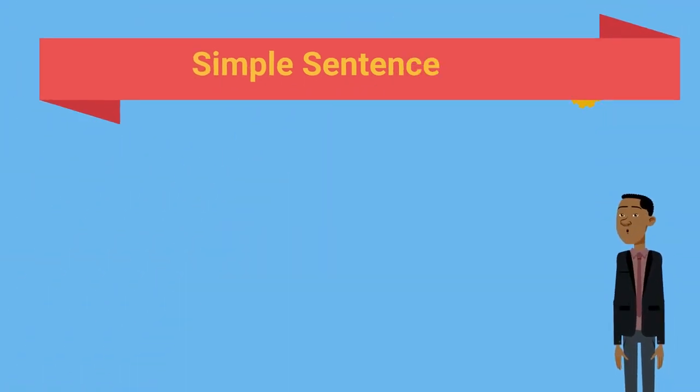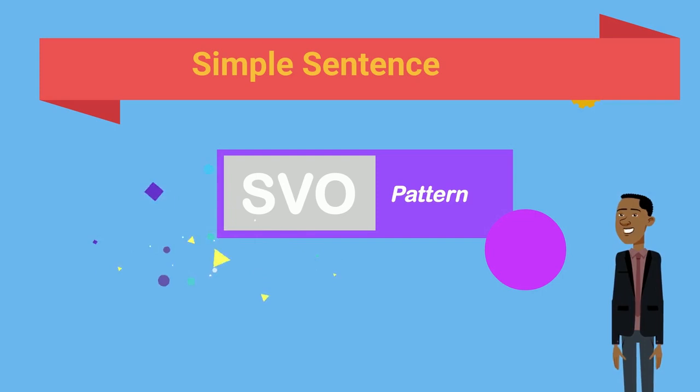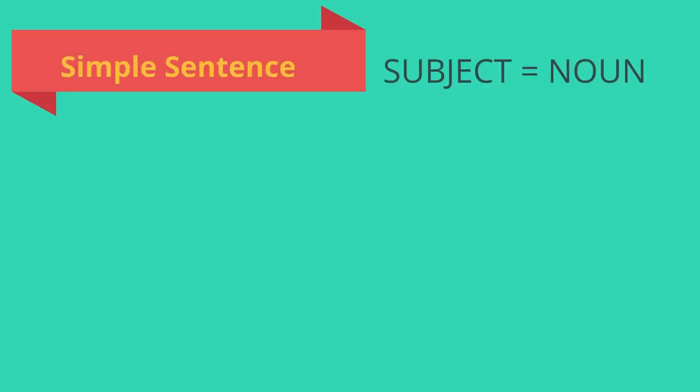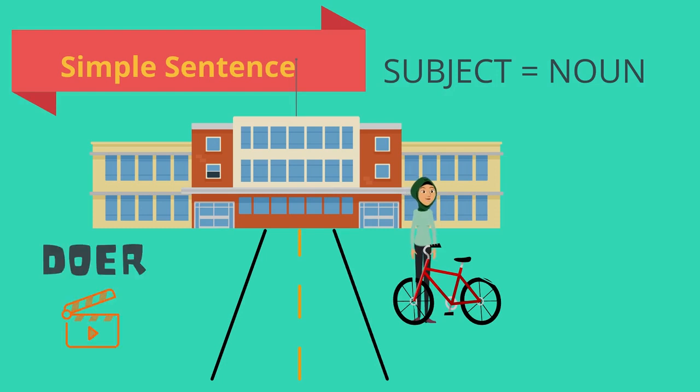The simple sentence follows the well-known subject, verb, object, or SVO pattern. The subject of a sentence will be the noun that begins the sentence. This may be a person, place, or thing. But most importantly, it is the doer of the action in the sentence.